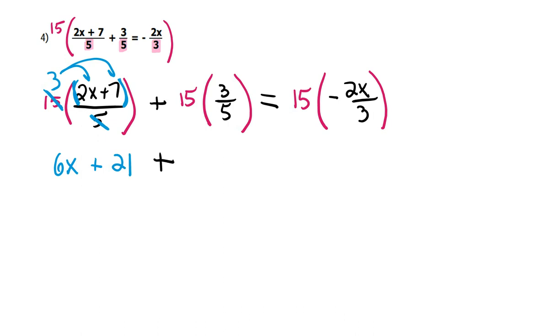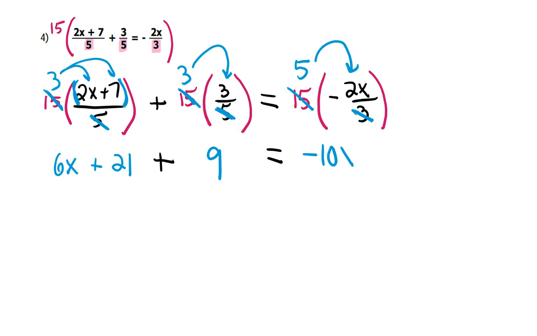Then on this next one, this 5 goes into this 15 3 times, but the only numerator is just a 3, so 3 times 3 makes that 9. And then on this end one, 3 goes into 15 5 times, and then take 5 times the negative 2x, and that's a negative 10x.